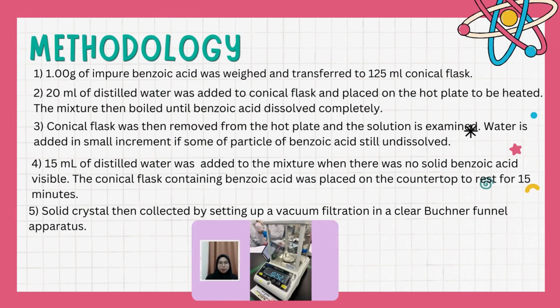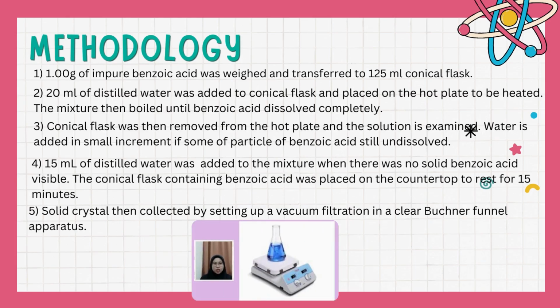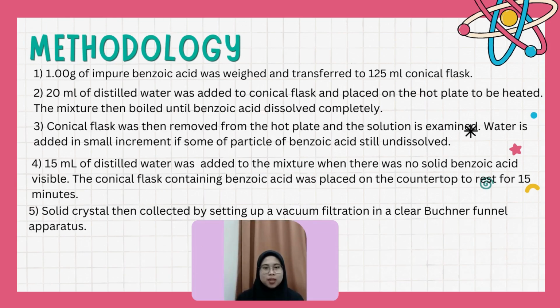1 gram of impure benzoic acid was weighed and transferred to a 125 ml conical flask. 20 ml of distilled water was added to the conical flask and placed on the hot plate to be heated. The mixture was boiled until the benzoic acid dissolved completely. The conical flask was then removed from the hot plate and the solution was mixed.